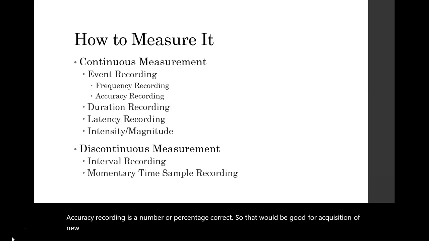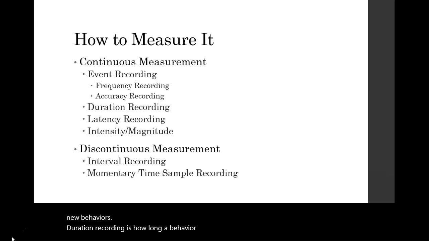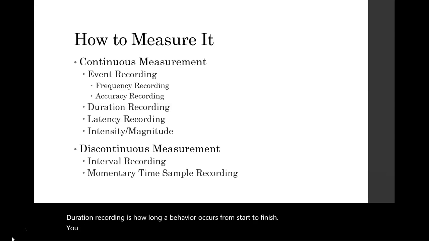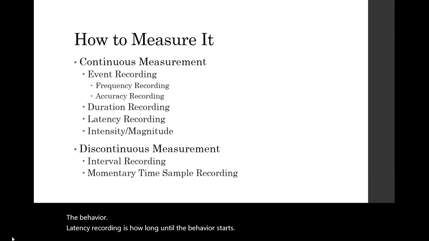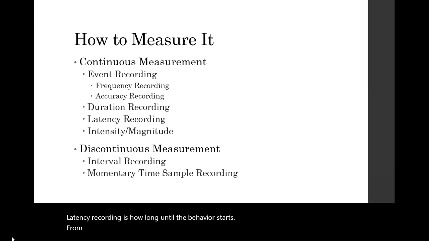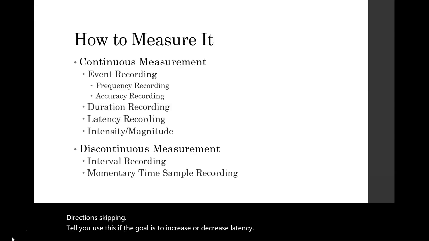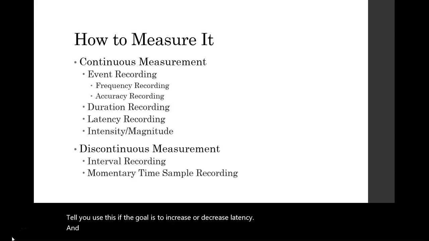Duration recording is how long a behavior occurs from start to finish. You use that if the goal is to increase or decrease the duration of the behavior. Latency recording is how long until the behavior starts from the directions given. So you use this if the goal is to increase or decrease latency. And intensity and magnitude really would just be the amount of damage, a rating, or a measured outcome.